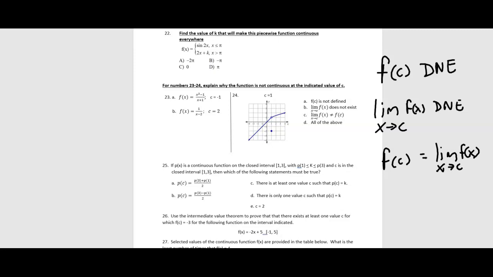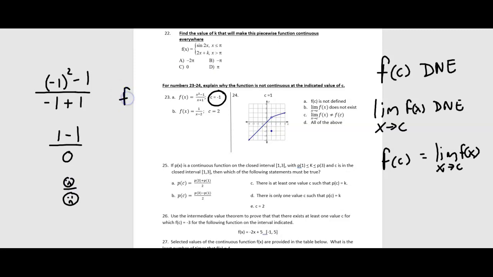So let's go ahead and take a look at this. First of all, does the function exist? In other words, am I allowed to plug this number into my function? Well, let's see. I end up with 1 minus 1 over 0, which is 0 over 0, and that is not allowed. So no, the function doesn't exist there. So we can actually just stop right here and say that f of negative 1 does not exist. And that's good enough, honestly.